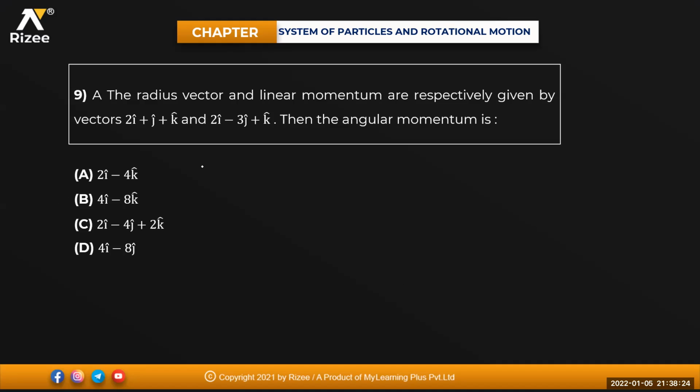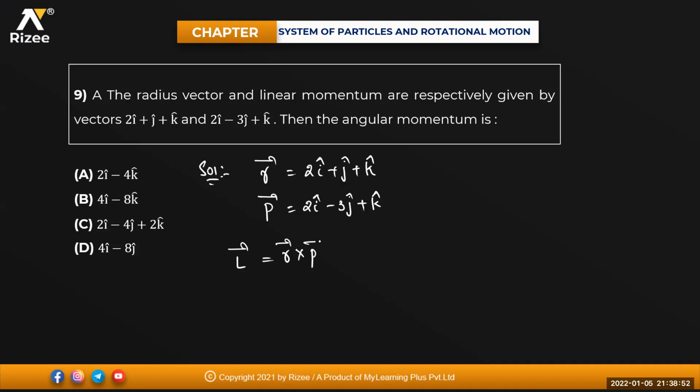Next one. This one is a very good question, beta. This type of models, it should be perfect. The radius vector and linear momentum are respectively given by. So radius vector is given for me. R bar is equal to 2i cap plus j cap plus k cap. And linear momentum, that means P bar, P bar is equal to 2i cap minus 3j cap plus k cap. Then angular momentum is how much? Angular momentum L is equal to R bar cross P bar.